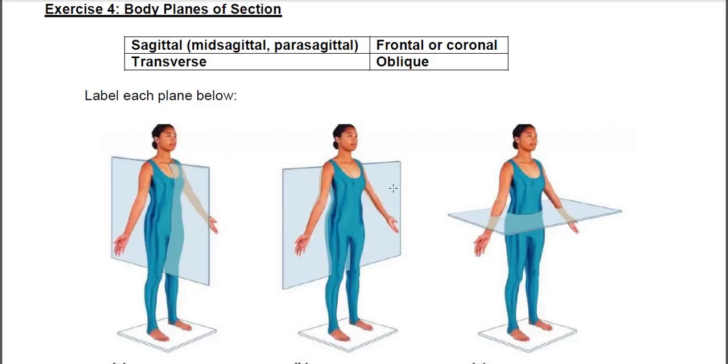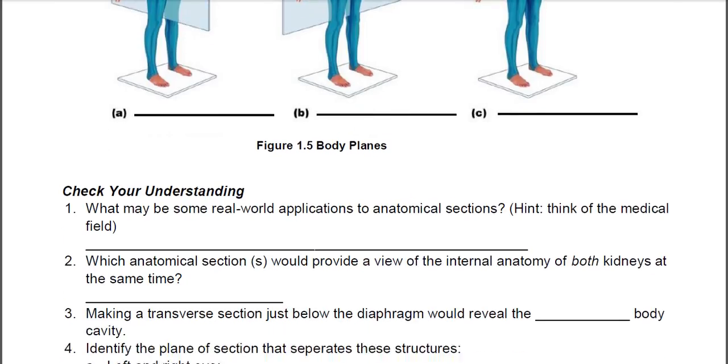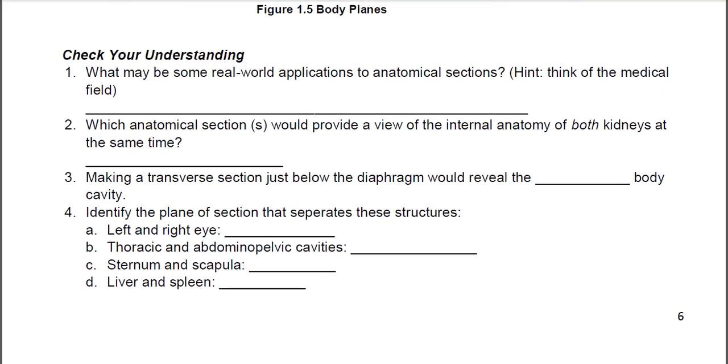Here, we are cutting something into a front and a back piece. That is a frontal or coronal plane. Both terms are correct. To me, it's easier to remember frontal because you're cutting it into front and back. If you cut into top and bottom, this is called a transverse plane. Oblique is not shown here, but oblique is anything cut at a diagonal. Down here we have some questions that go along with those sections, so you'll need to answer those.